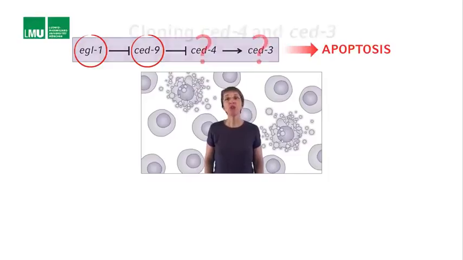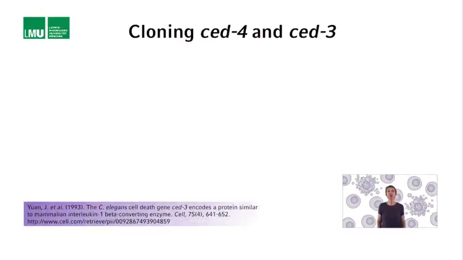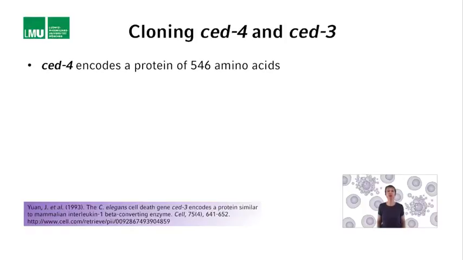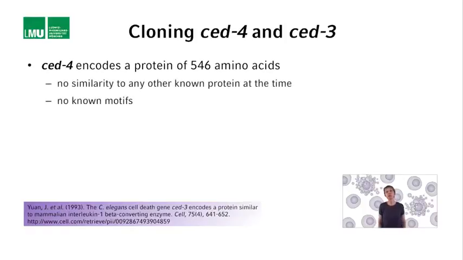The Z4 gene was cloned even before the Z9 gene, and at the time it turned out to encode a protein of 546 amino acids with no similarity to any other protein in the databases, and also with no known motifs. Junyin Yang in Bob Horwitz's lab, who had cloned Z4, teamed up with colleagues in the Horwitz lab and also cloned the Z3 gene a couple of years later.